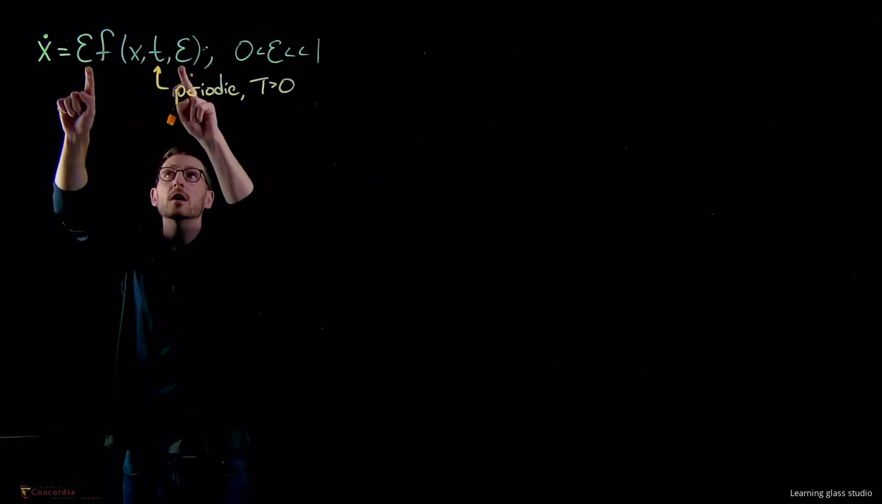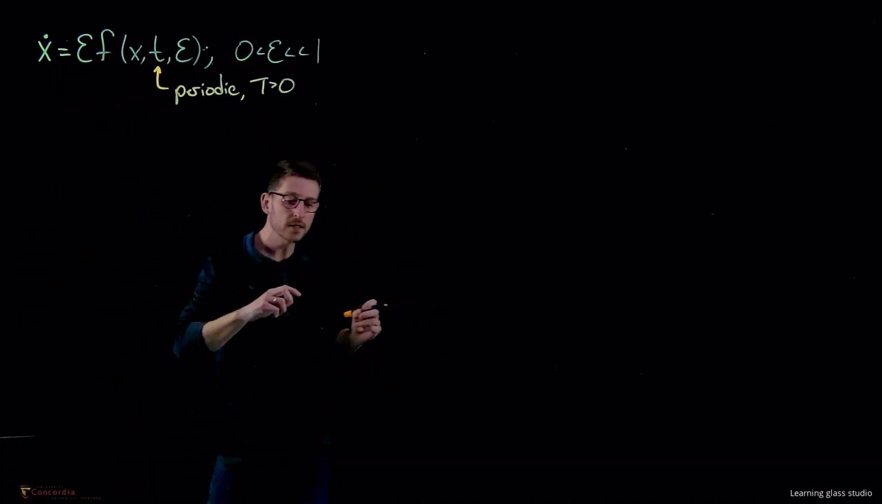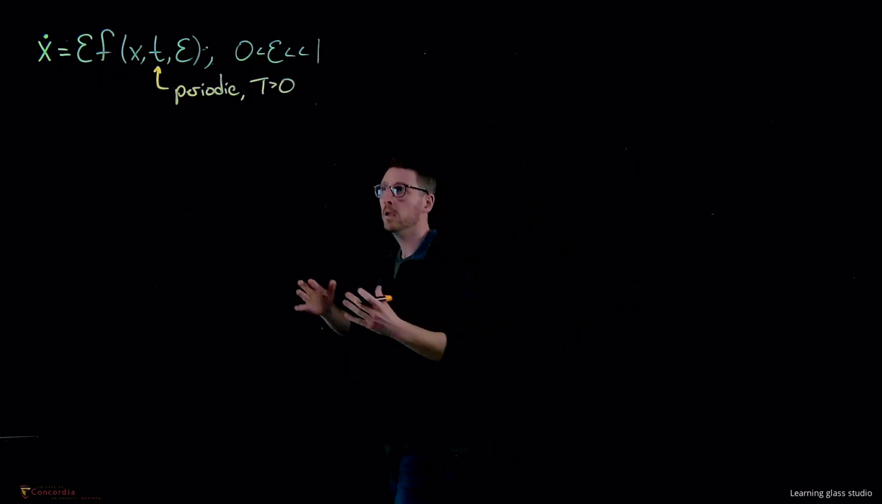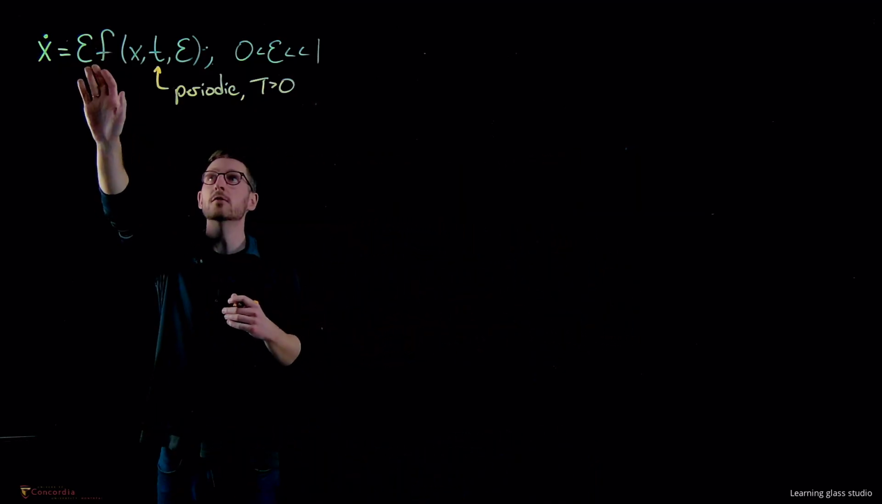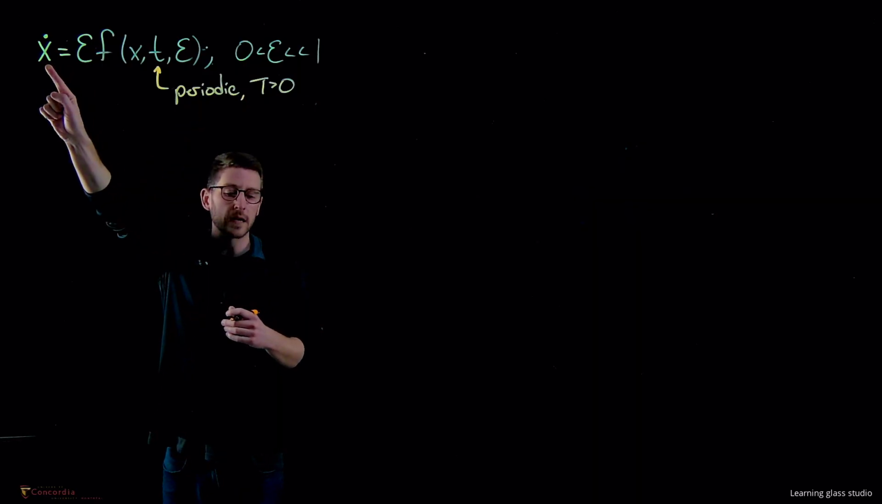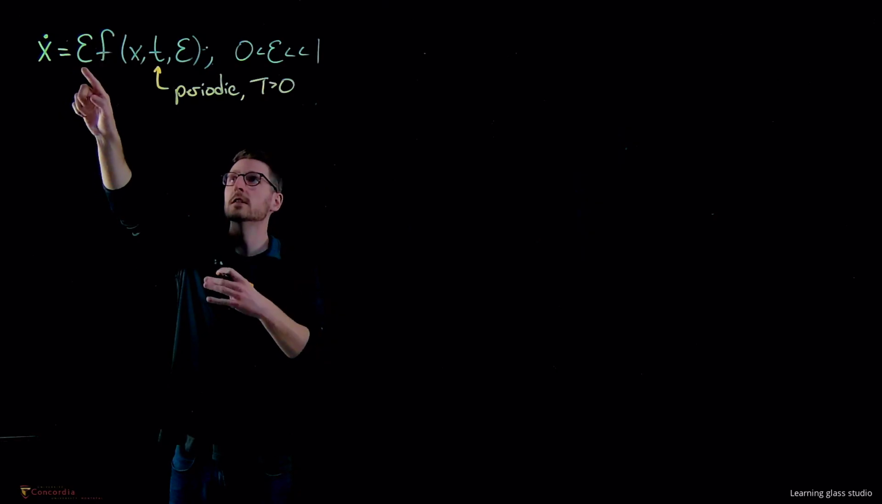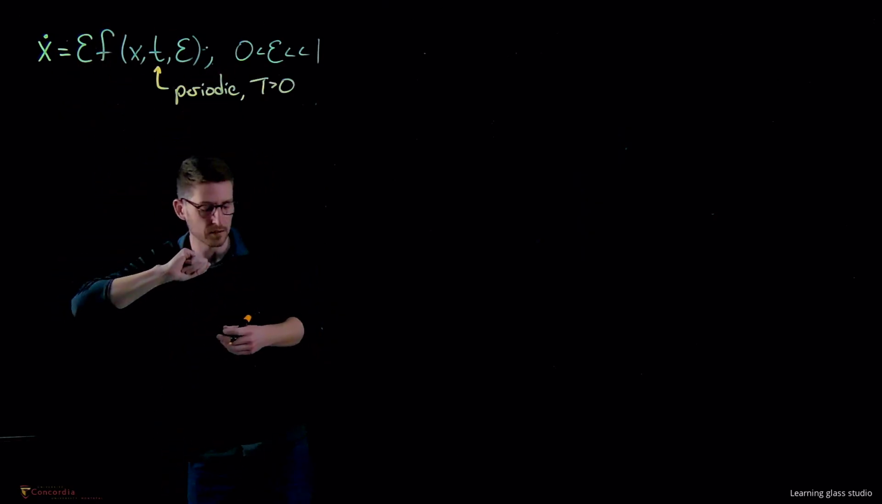But the epsilon here means that this is what's called a singularly perturbed dynamical system, okay? So it means that if I set epsilon equal to 0 and just try to work with this, I would just get x dot is equal to 0. I would have nothing to analyze, right? Doesn't tell me anything about the dynamics of this system.